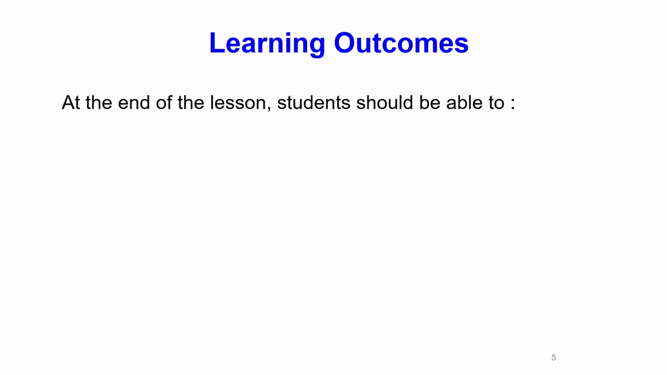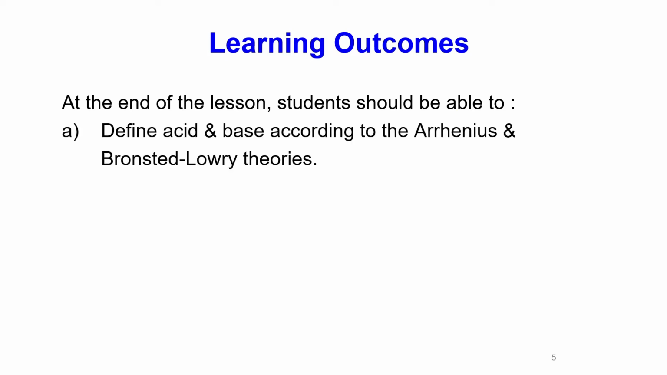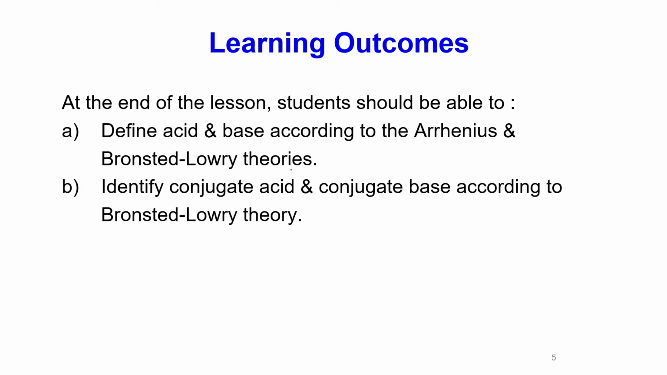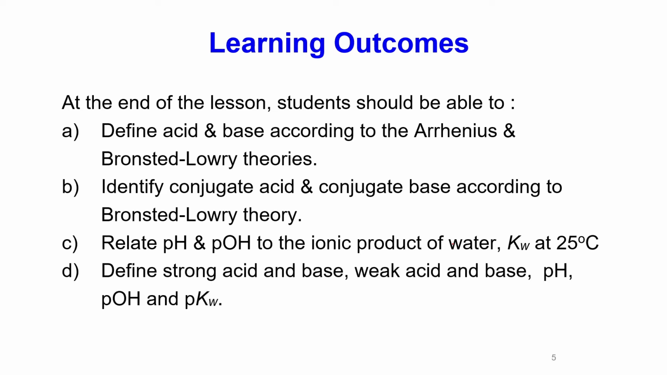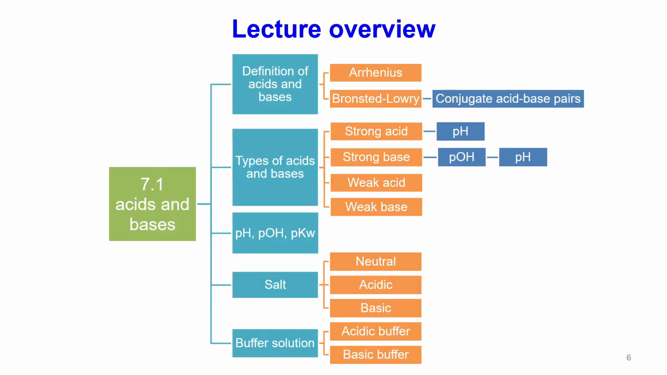These are the learning outcomes for this topic. At the end of this lesson, students should be able to define acid and base according to Arrhenius and Bronsted-Lowry theories. Then we identify acid and base conjugates according to Bronsted-Lowry theory. We relate pH and pOH to the ionic product of water, Kw, at 25 degrees Celsius. And we define strong acid and base, weak acid and base, pH, pOH, and pKw.